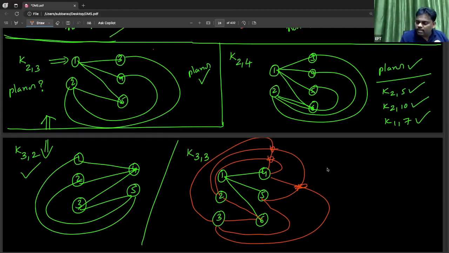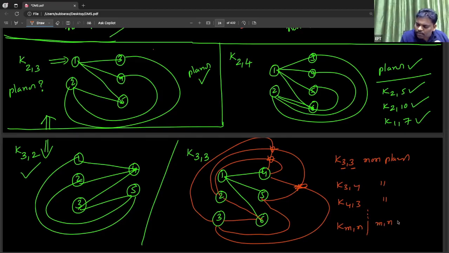Because of edge crossing there, so remember everyone, K3,3 is non-planar, right? You see minimum 3 non-planar. And this one 3, 4 guaranteed non-planar. K4,3 is also non-planar. So from this conclusion, K(m,n) such that m, n is greater than or equal to 3 is non-planar.